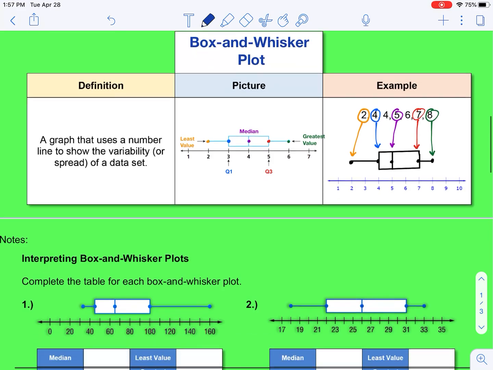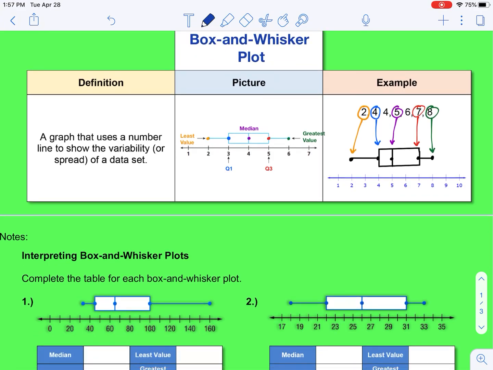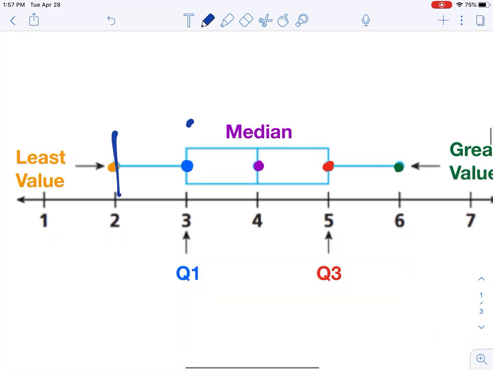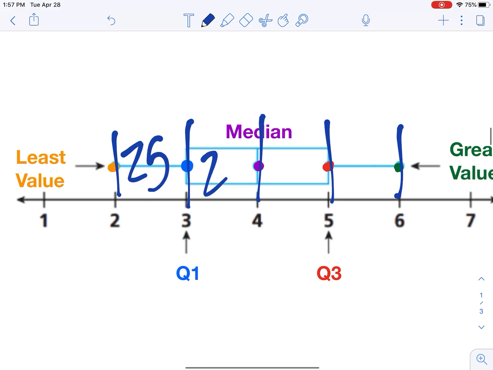So a box and whisker plot actually uses the quartiles that we discussed. And you'll notice in a box and whisker plot, look, it's split up into 4 separate sections. Each one of these has 25% of our data in it.